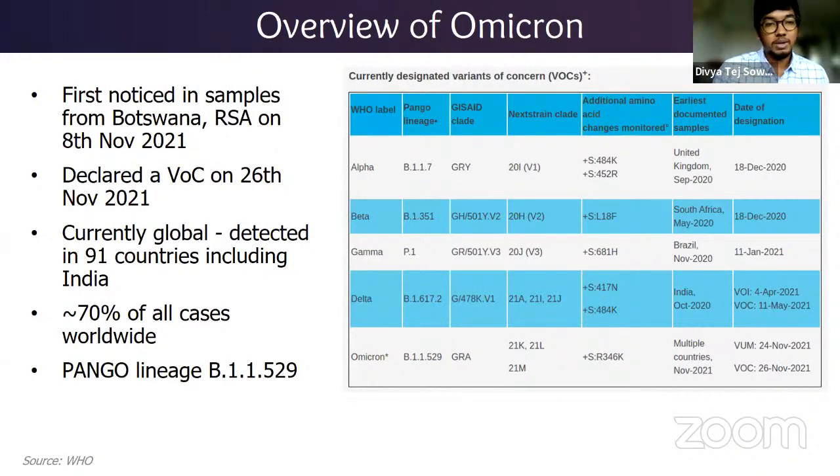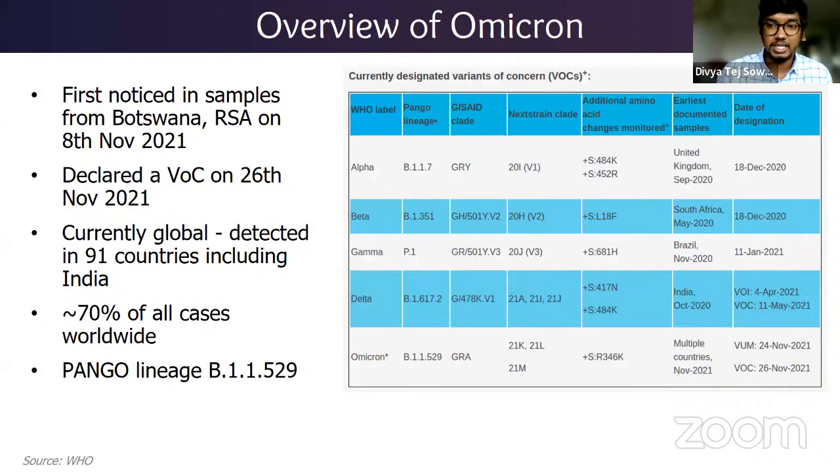It was first noticed in southern African countries around 8th November 2021. And within 2 weeks, as soon as 26th November 2021, it was declared a variant of concern.